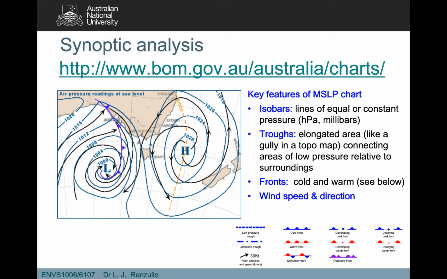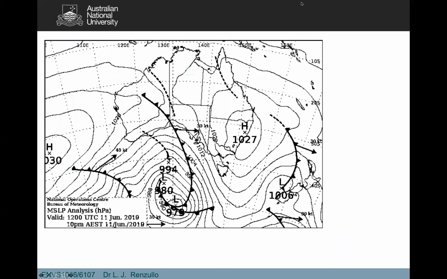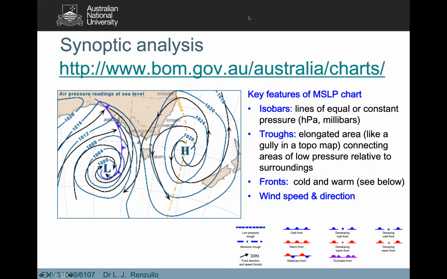Troughs are highlighted as these elongated areas. In this case, we have a trough forming off the coast. Troughs are gullies, if you like, if you're thinking about topographic maps as an analog for these mean sea level pressure charts. Gullies, so the areas between two hills or two mounds, are the troughs. So typically you'd see a low pressure trough across Australia.